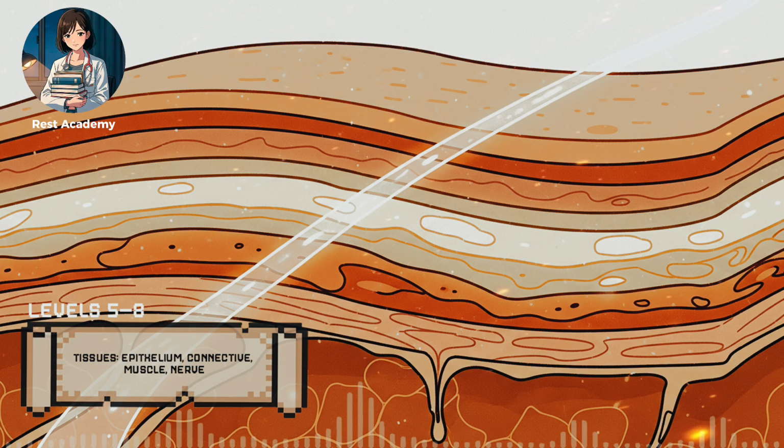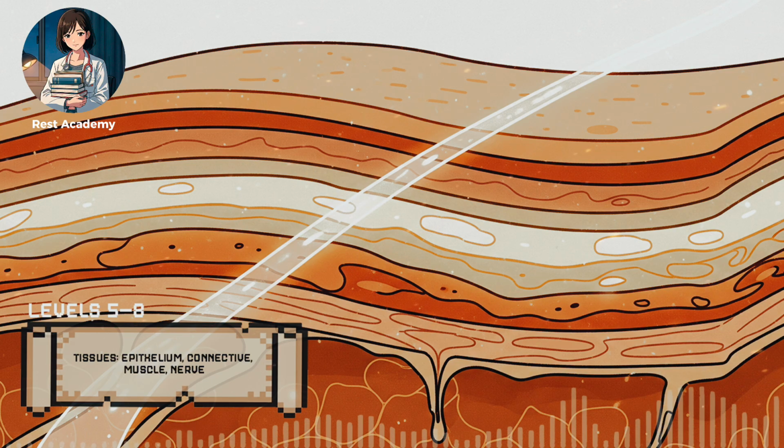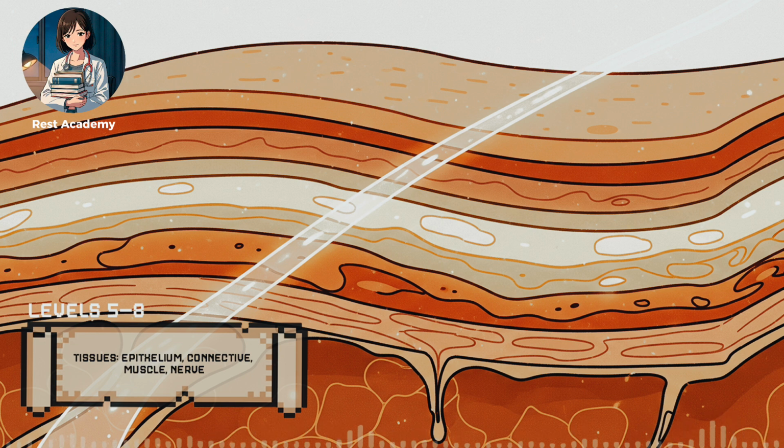Supporting glial cells outnumber neurons and are essential. Astrocytes regulate the chemical environment and form part of the blood-brain barrier. Oligodendrocytes, central, and Schwann cells, peripheral, wrap axons in myelin to speed conduction. Microglia survey for damage and respond to threats. In the periphery, sensory neurons detect mechanical, thermal, and chemical changes. Motor neurons connect to skeletal muscle fibers, forming motor units whose size sets precision versus strength.